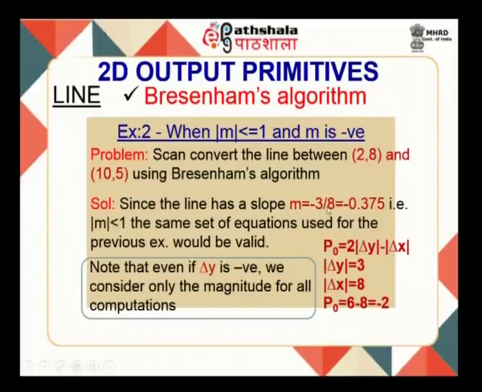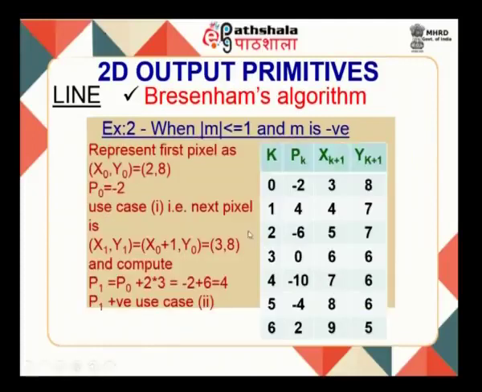So, do not bother about the case where m is negative and mod m is less than or equal to 1. You still follow the same set of equations, but the only change you will make is that wherever there is delta y and delta x, you take the modulus of that. So, the same equations you will be using, but use modulus for delta y and delta x.